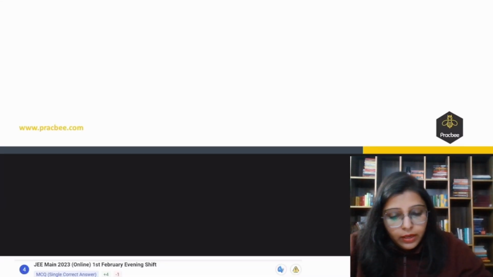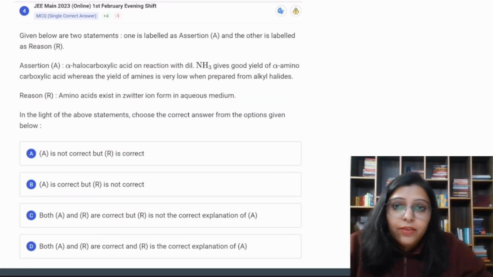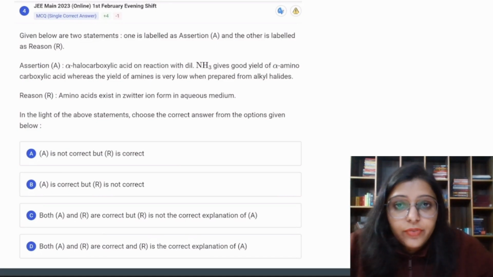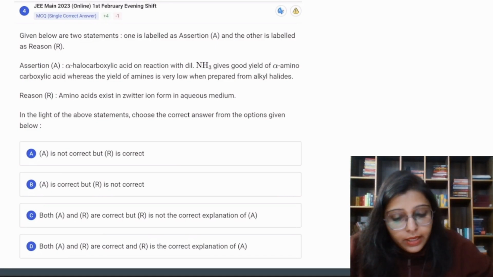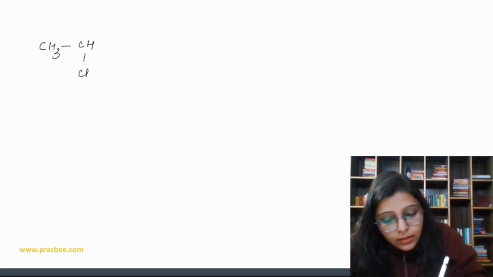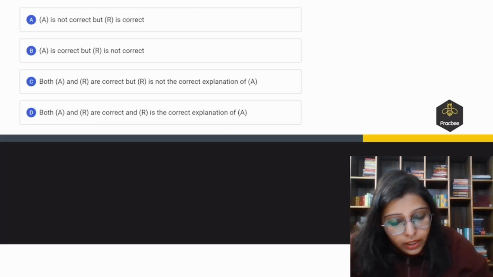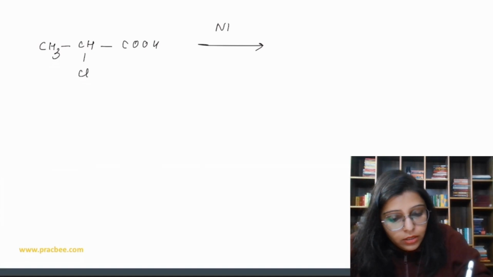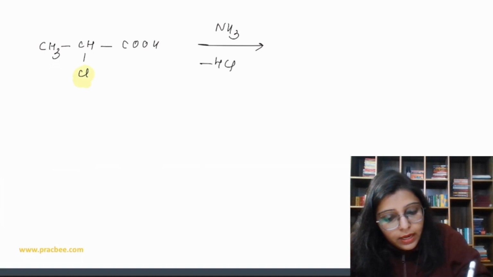Now let's see the next question. Question says alpha halocarboxylic acid on reaction with dilute NH3 gives good yield of alpha amino carboxylic acid, whereas the yield of amine is very low when prepared from alkyl halides. So alpha halocarboxylic acid is this. On reaction with ammonia, what are we going to do? Remove HCl, Cl and H.